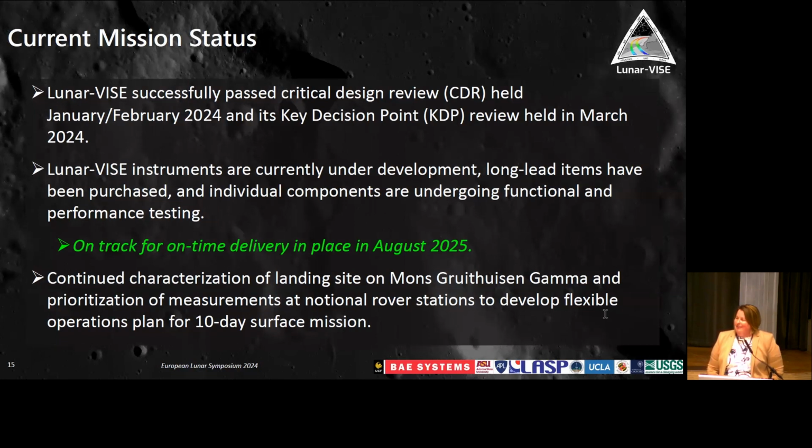Just related to that, do you expect the geotechnical properties to be similar to other highland sites or different, given it's a different lithology?